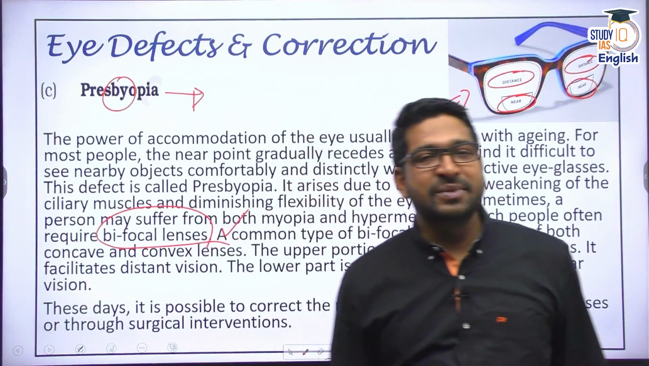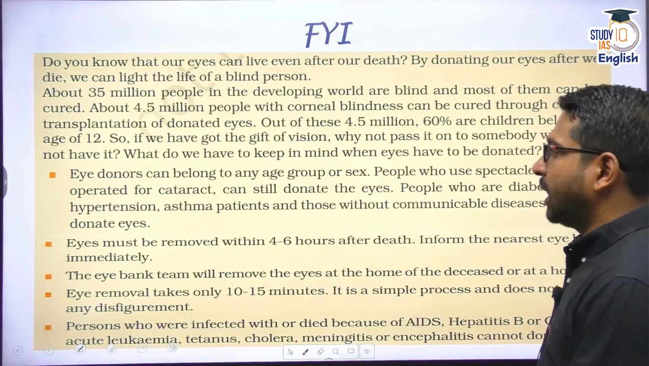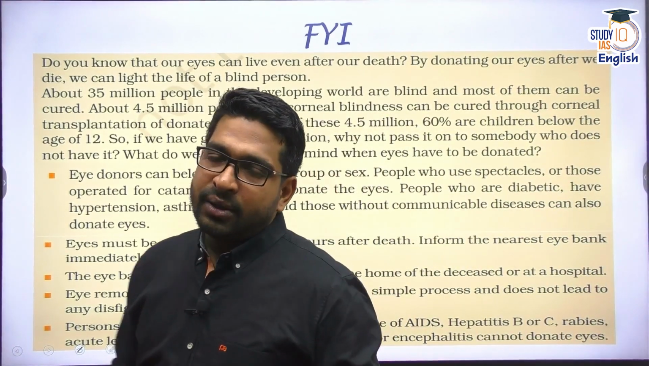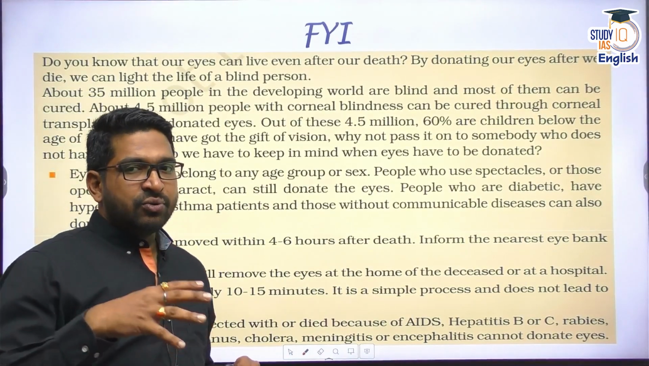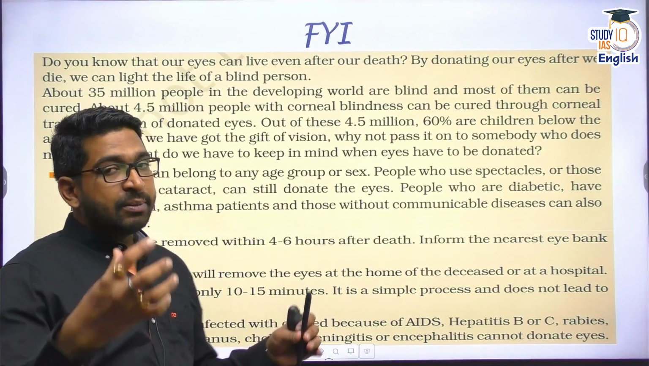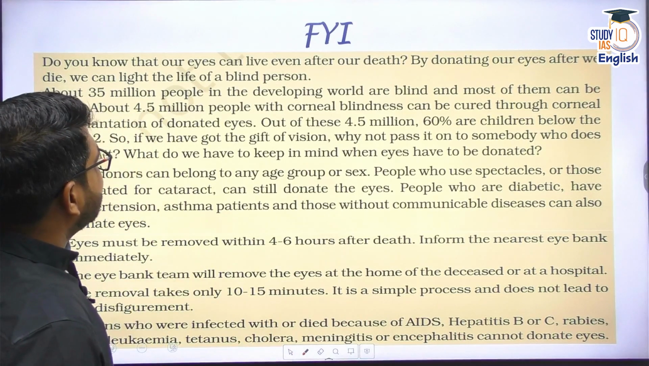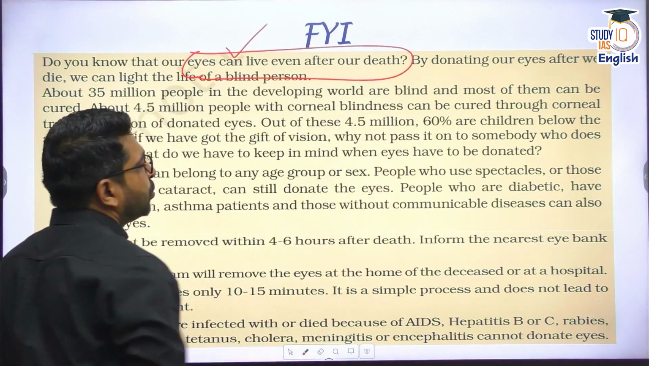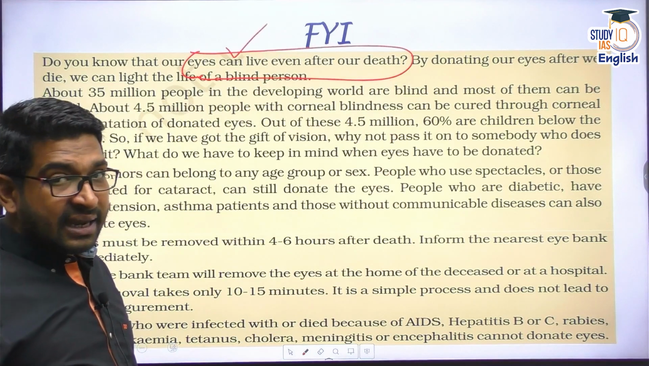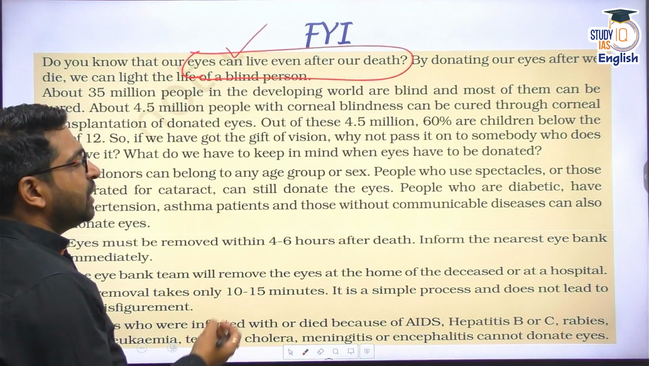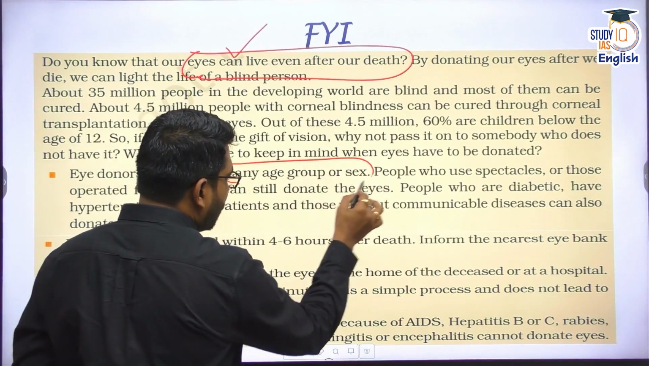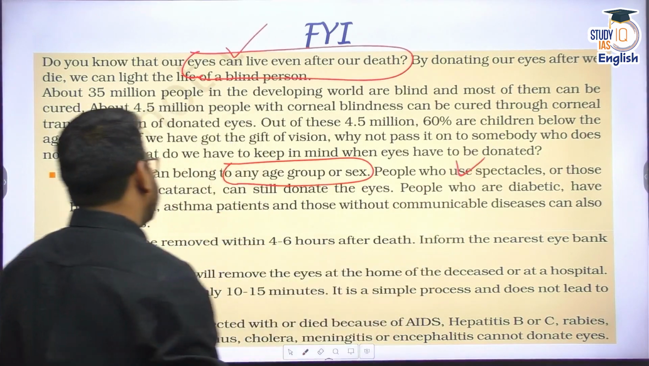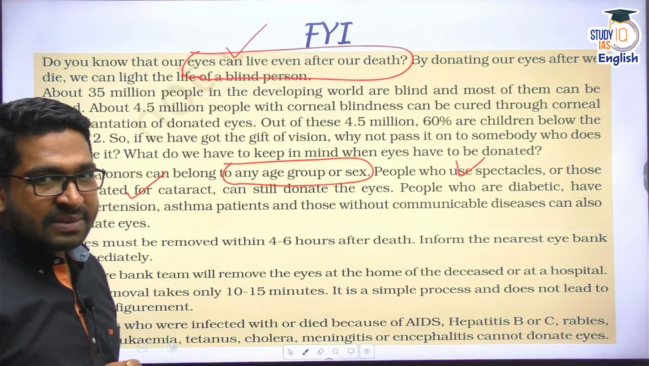All right. Now, apart from this, you need to note one more thing, that eye donation can be done. Even if a person dies, for approximately 3 to 4 hours, the eye can be removed and donated to someone else. So, did you know that eyes can live even after our death? If we donate our eyes, then someone else can get that vision. Please note that eye donors can belong to any age group. People who wear spectacles can also donate. People who do not wear spectacles can also donate. Please remember this particular point.